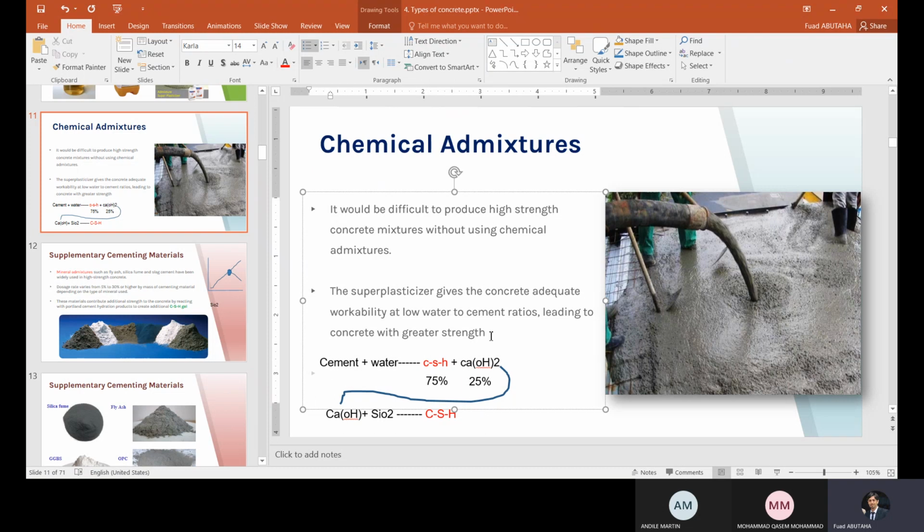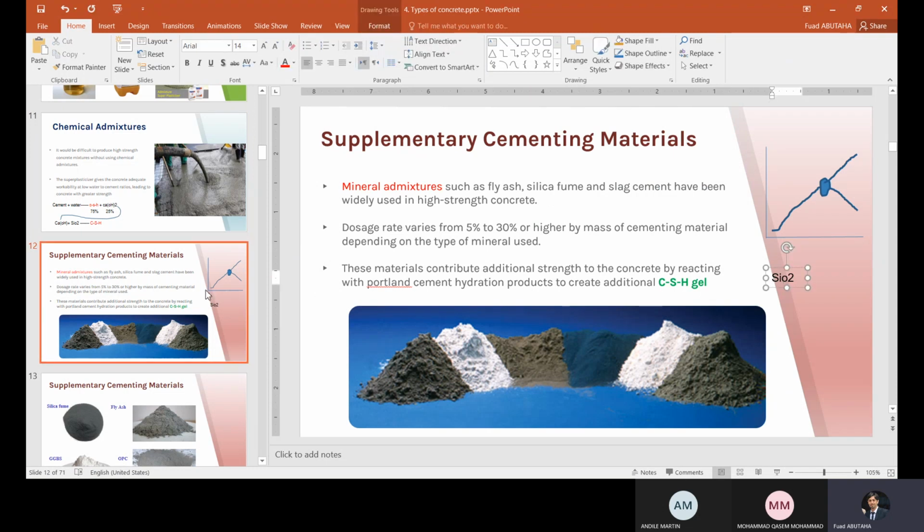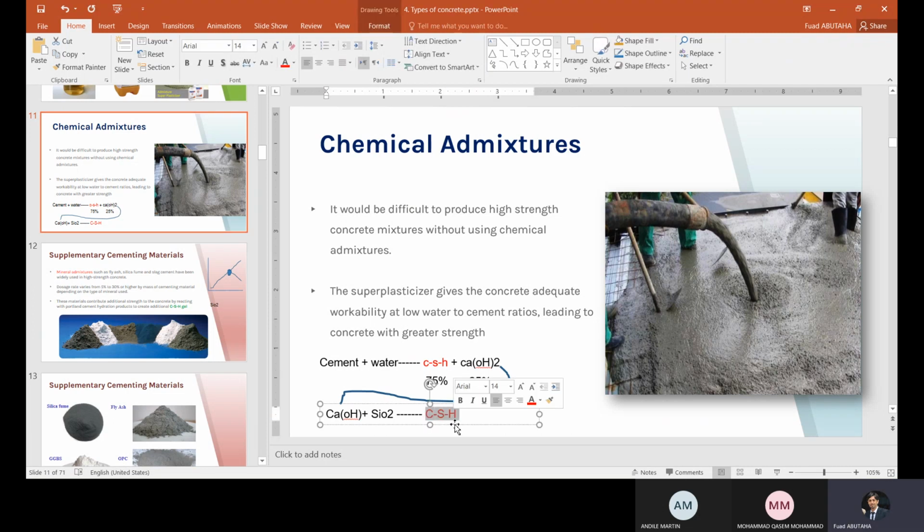So in order to improve the strength furthermore, we add these mineral admixtures, which have a high amount of silica. The silica in the mineral admixtures starts to react with this one that has no benefit to the concrete and produces calcium silica hydrate, the same as this one, extra. So I have 75, and I have also consumed this one and converted it to calcium silica hydrate.